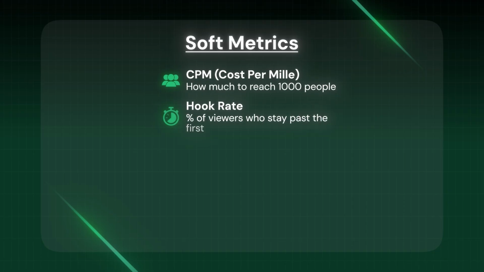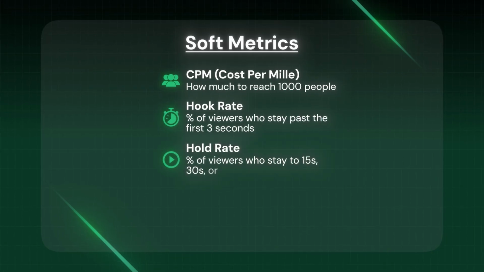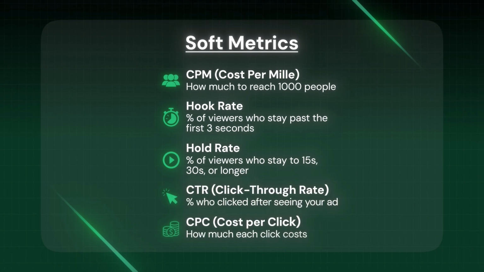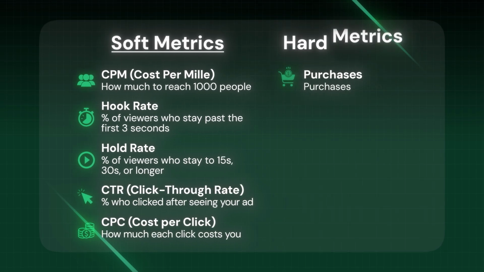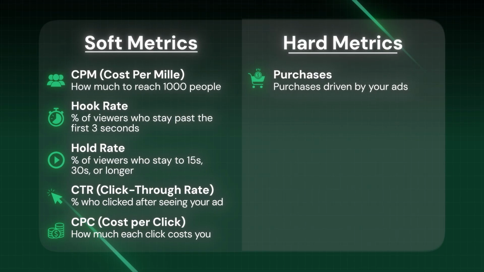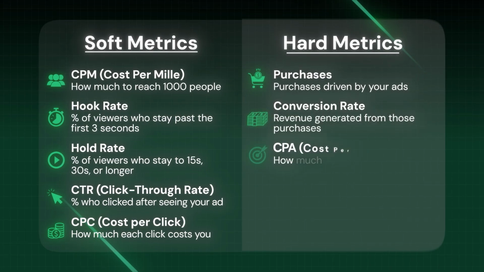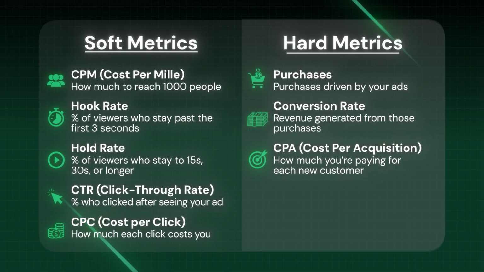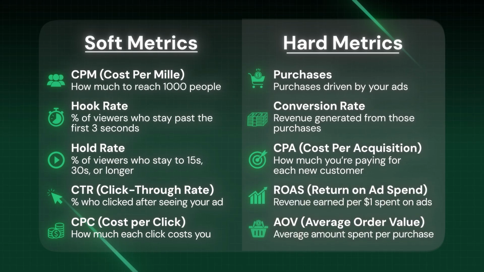Your hook rate, 3-second views divided by the number of impressions. Your hold rate is the percentage of people who watch beyond the hook. CTR is your click-through rate. CPC is your cost per click. And then your hard metrics, which is the bottom of the funnel metrics, are the purchases, conversion value, your CPA, which is your cost per acquisition, cost to acquire a customer, your purchase ROAS, and your average order value.